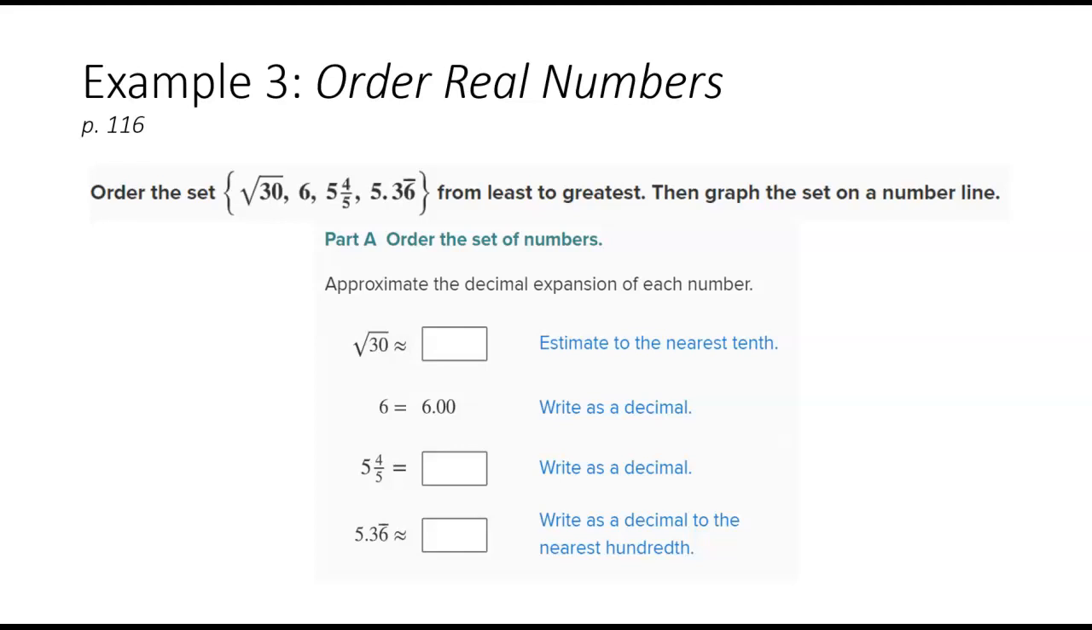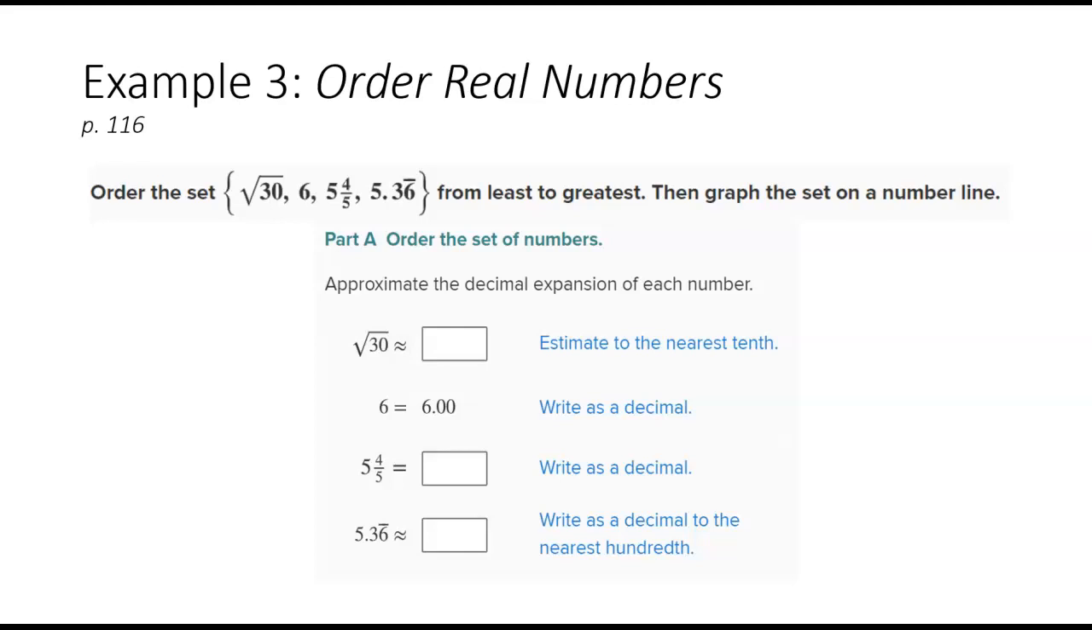We are ready to do some more pre-algebra and we are going to continue ordering real numbers. You can follow along on page 116 while we order the set of these four numbers from least to greatest. Remember that we talked about last time that in order to put these numbers in order when they're written in different forms, we first have to change them all to decimals.